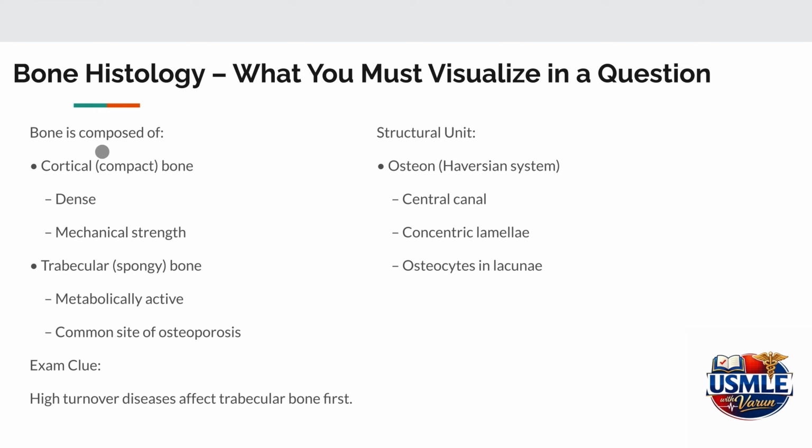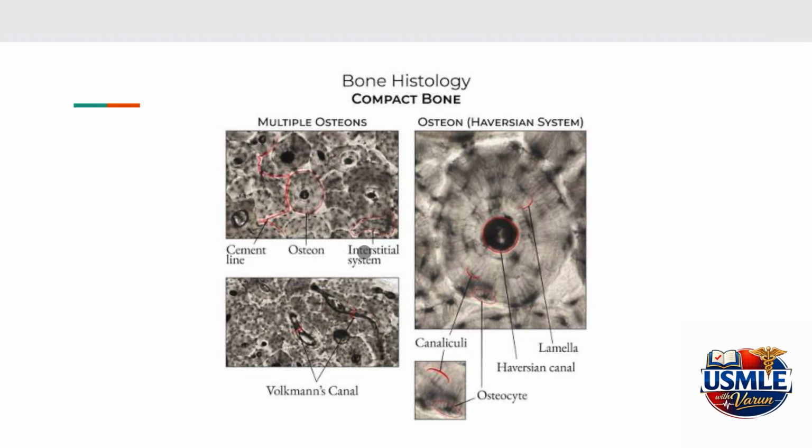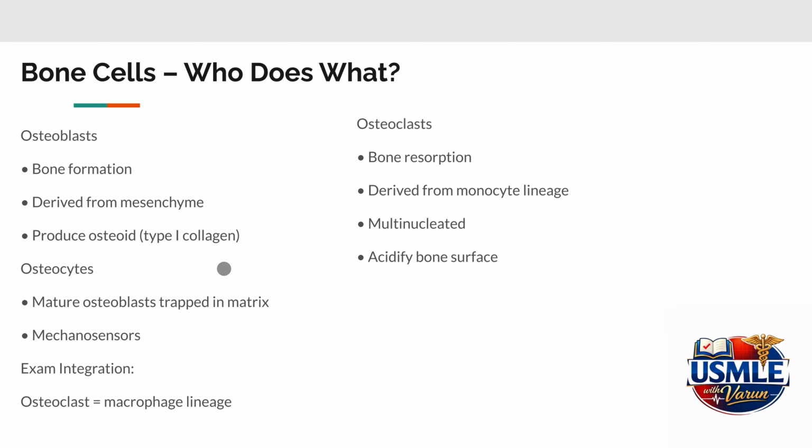Bone exists in two structural forms. Cortical bone is dense and provides mechanical strength, whereas trabecular bone is spongy and is metabolically active. Because it is metabolically active, it is the common site of osteoporosis. The fundamental structural unit of compact bone is the osteon, also called the Haversian system. It contains a central canal surrounded by concentric lamellae of bone matrix.